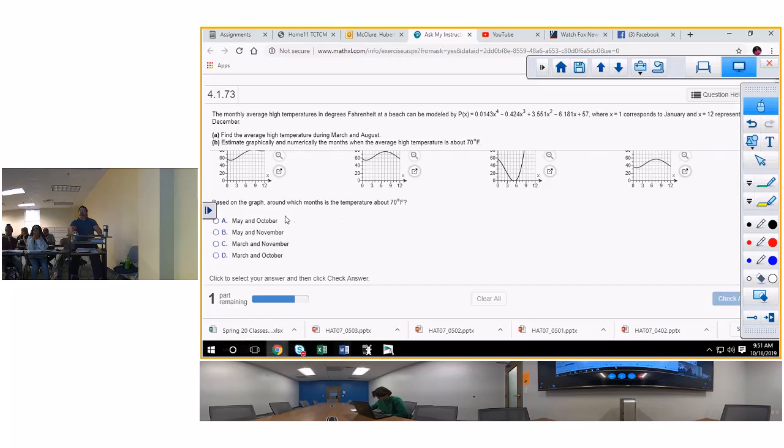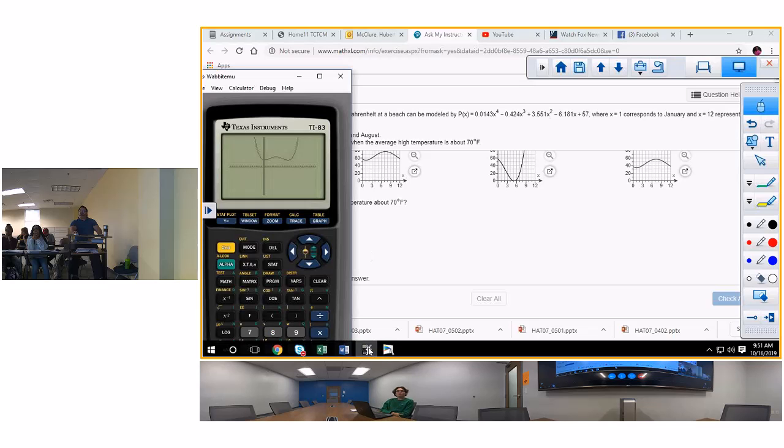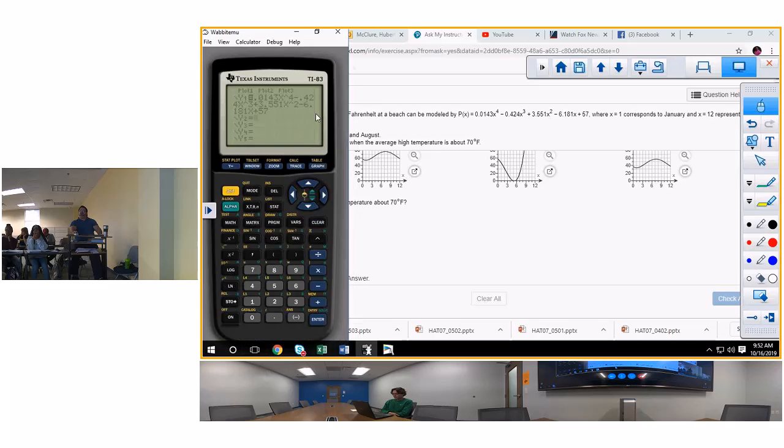Based on the graph, around which month is the temperature about 70? So, of course, what am I going to do? I'm going to go back, and I'm going to do y is equal to what? Or I can go to the table, not the window, and find when y is equal to 70. There it is. So you're going to have to do zoom window and find those points by intersect, or hit second table and find where y is equal to what?